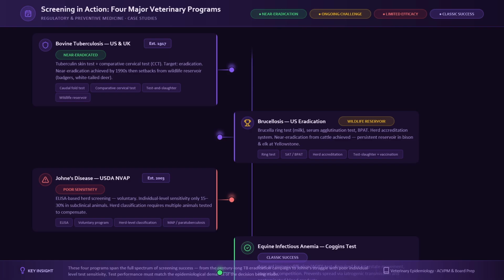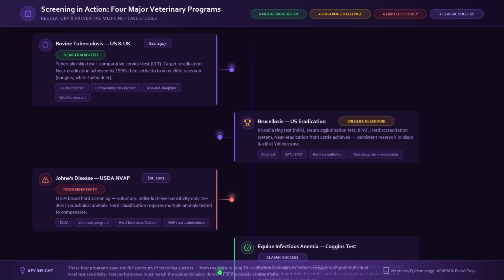Bovine TB in the US and UK, our near eradication story running since 1917. It screens with the caudal fold tuberculin test, confirms with a comparative cervical test, and clears infected animals with test and slaughter. It got us to near eradication by the 1990s, and then hit setbacks from wildlife reservoirs, badgers in the UK, white-tailed deer in the US. The lesson: a domestic program can be undone by a reservoir it can't test.